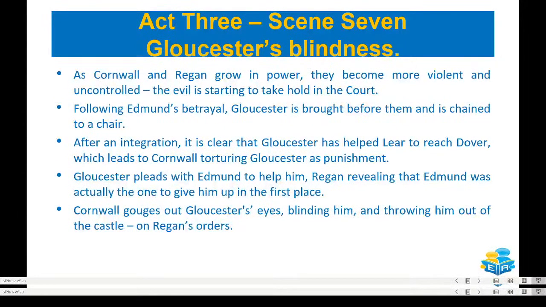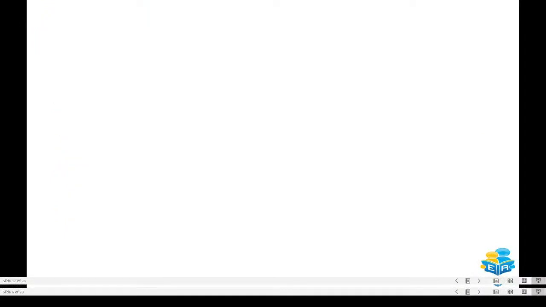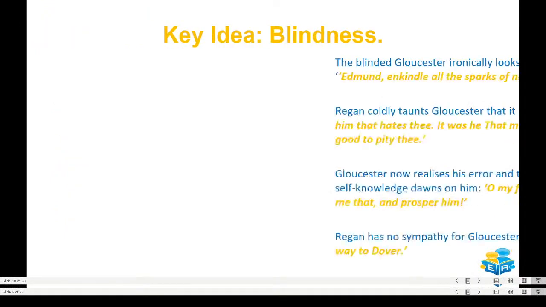And again, this key idea of blindness continually comes up in the play, okay? Who can see and who cannot see. Again, both literally, but also metaphorically, symbolically as well. Throwing him out of the castle on Regan's orders. So again, key scene, this key idea of blindness.